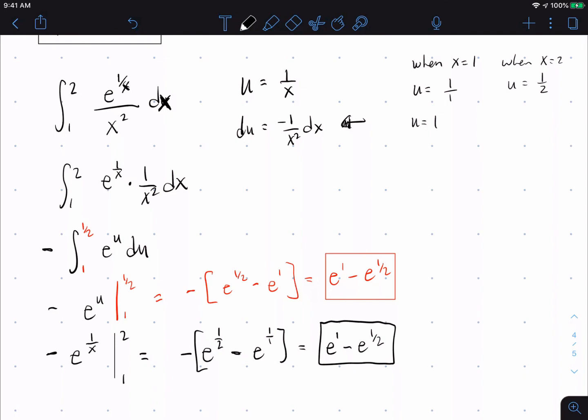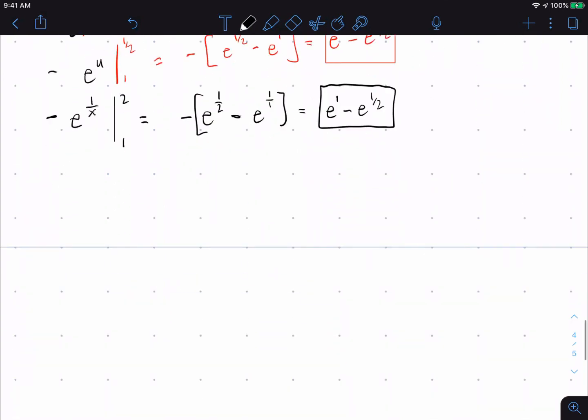Okay, let's do one more example, and I want to do 2 more examples and then we'll call it a day. I keep adding examples, right?